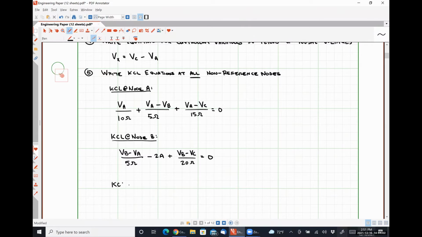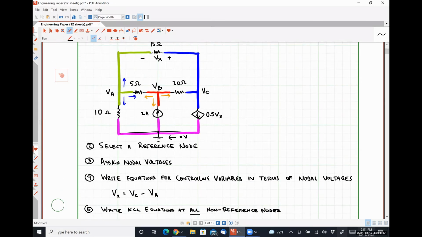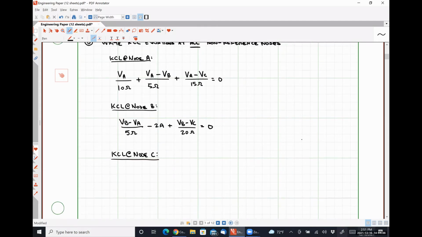Now we'll write our KCL at node C equation. Henry, you care to help me out? So let's be explicit about what I'm trying to get here. I want this current to the left flowing through the 20 ohm resistor, this current down through the dependent source, and this current up through the 15 ohm resistor. So you tell me what those are in whatever order suits you.